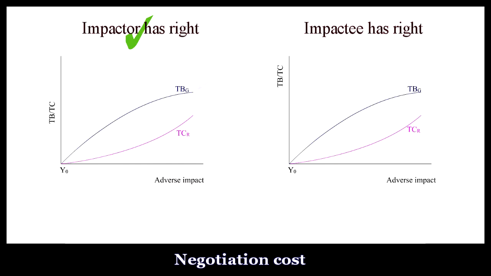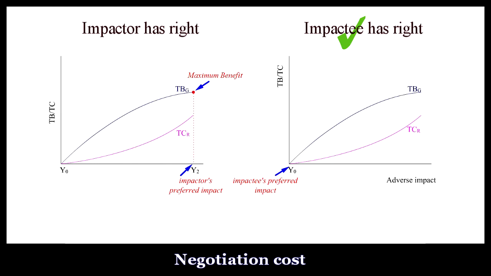Suppose the impactor has the right to generate adverse impact. The impactor would prefer to produce at Y2, where TBG is the greatest. Suppose the impactee has the right to zero impact. The impactee would prefer to have zero impact at Y0, where TCR is 0.